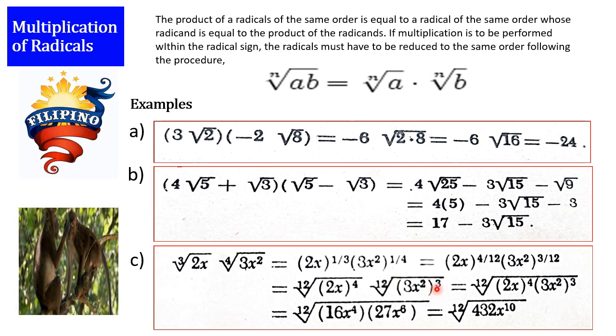Tapos raised to cube pa, no? Okay. So, ang mangyayari sa kanya, the 12th root of 2x to the 4th times 3x squared cube. We simplify the 12th root of 2 to the 4th is 16, tapos x to the 4th. Ito yon. Tapos 27, x to the 6. Ito yon, no? 3 times 3 times 3, 27, x squared cube raised to the 6. Now, therefore, it will be the 12th root of 432 x to the 10th.